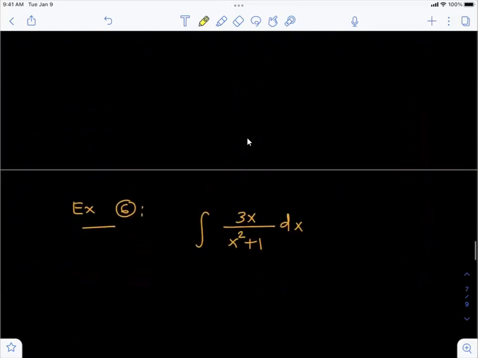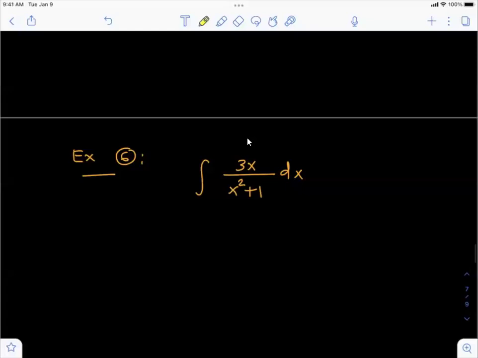Example number 6. Can you recognize the appropriate u-sub? Sometimes it is not just about looking at a very complicated interior function of a composition. Sometimes it could be just the position it is located at. The position itself is the interior of that function, the composition. So in this case, now pause it and try to recognize it.